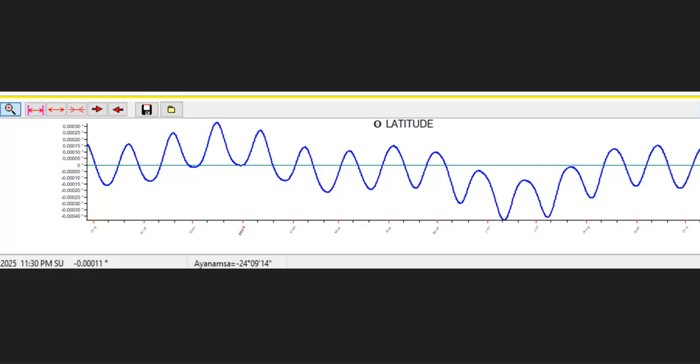Some of these can be pretty clear. Sometimes they're a little bit tricky, but what I demonstrated in part one was taking the minimum, the zero cross, and the maximum of the sun's latitude. Then I get those dates and match them up with a major aspect between the sun and the moon.